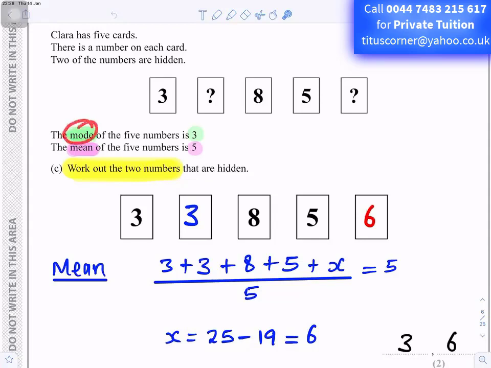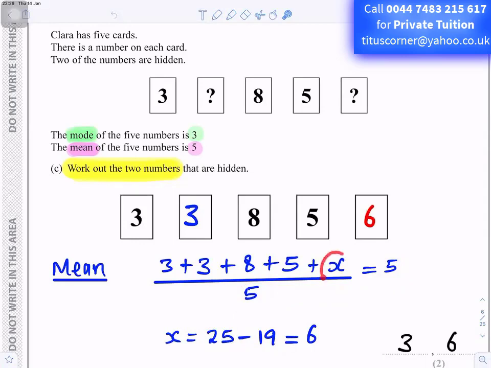If the mode, the most common, is 3, we can add one more 3. So we have 3, 3, and then there's 8, and then there's a 5. We don't know what the last number is, but we know the mean of the 5 numbers is 5. So mean means you add all of them. So 3 plus 3 plus 8 plus 5 plus the last number x, divided by 5, is equal to 5. 5 times 5 gives you 25. So the total is 25.